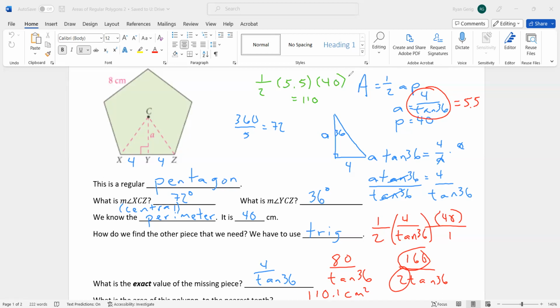Okay, so we don't want to round until the very end. And the way you do that is what I did there. You want to leave your trig alone until it's time to type it in the calculator. We're going to do a couple more problems like this, so you'll see what I mean as we go.